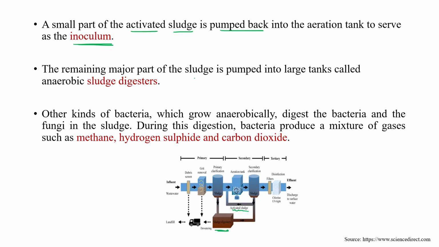The remaining major part of the sludge is pumped into a large tank called the anaerobic sludge digester. Other kinds of bacteria grow there anaerobically, meaning they do not require oxygen for their growth. They digest the bacteria and fungi present in this sludge.